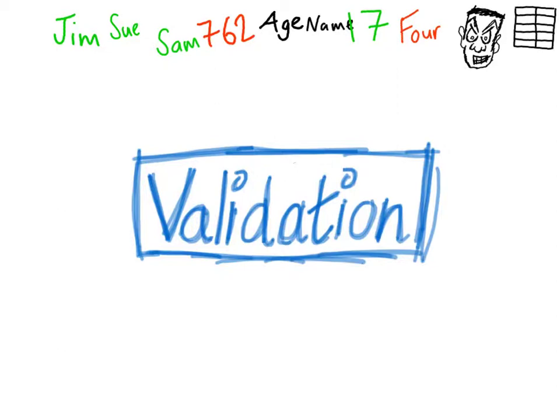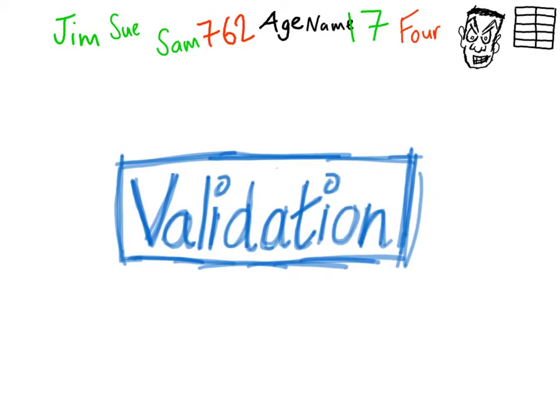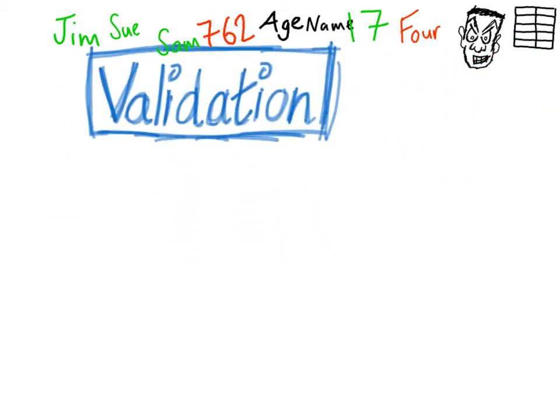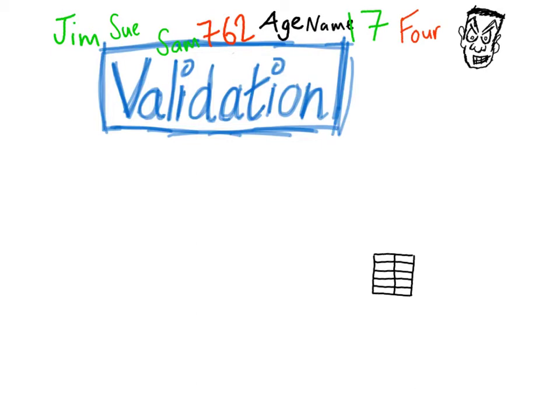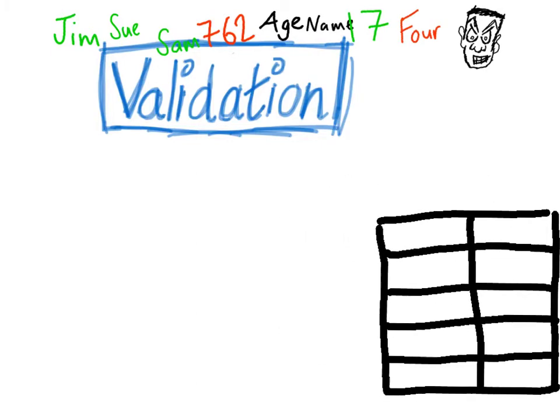There's also another range of validation techniques that we can use to restrict the user as to the actual data that they can enter. So the first one we're going to look at is data type checks. So let's imagine now we've got a simple database. It's got two fields. One is name and one is age.